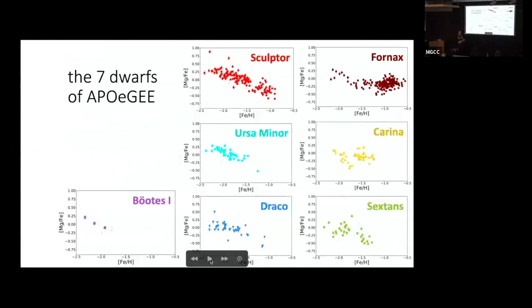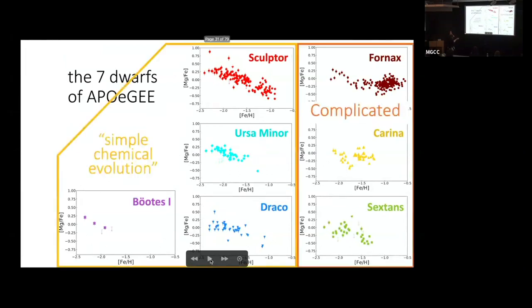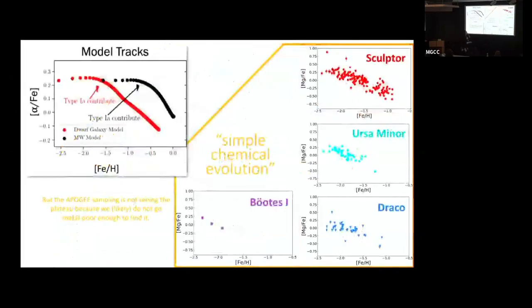So we can also look at things with lower stellar mass, and we can look at the 7 dwarves of APOGEE. And this will be in a bunch of papers by Matt Chatrone. We started out as 1 paper, it's now 3. But these are our 7 galaxies, again, all on the same scale. And we can separate these into the simple chemical evolution, where things are just declining over time, and the complicated evolution, where things are happening that are fun and exciting.